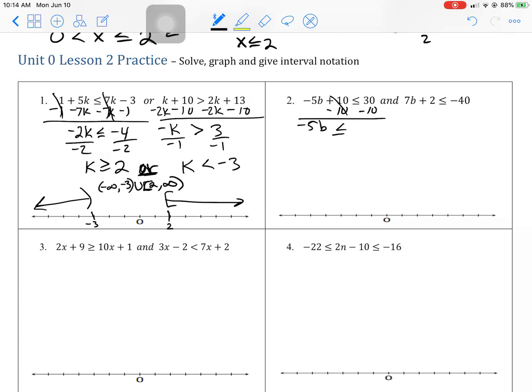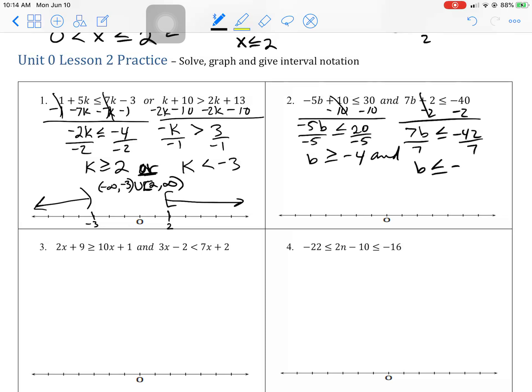Get the variable term alone on one side. Isolate the variable by dividing by a negative number. So we're flipping the symbol. And I'm writing the word and. It's an and problem. 7b, 42. 7b, dividing by a positive, so we leave the sign alone. And that's a 6. Okay, so 1, 2, 3, 4 is a negative 4. And it is less than or equal to negative 4.